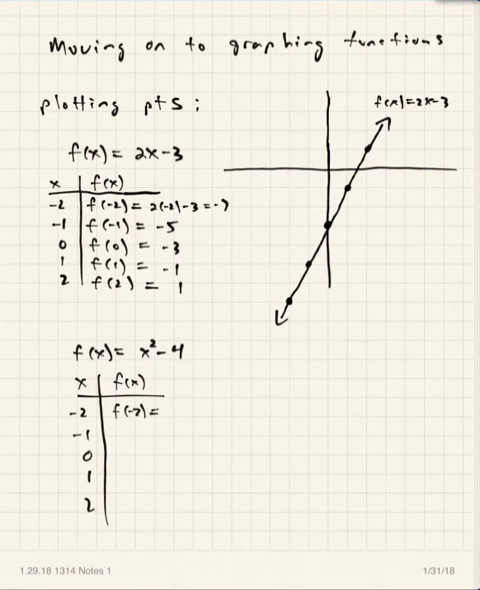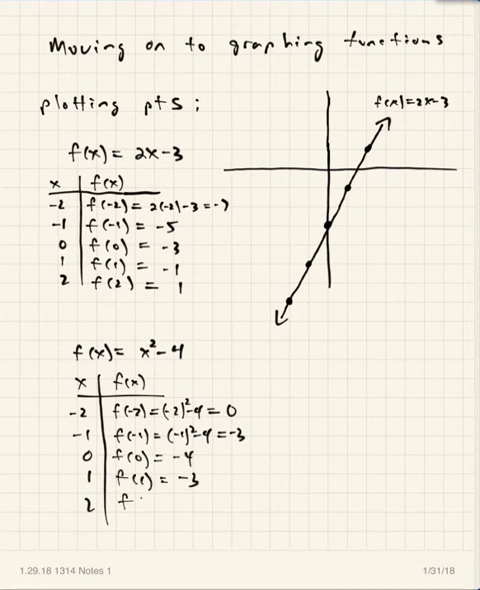points. But f of -2 would be -2 squared minus 4, which would be 4 minus 4, which would be 0. F of -1 would be -1 squared minus 4, or 1 minus 4, or -3. F of 0 would be -4. F of 1 would be -3, and f of 2 would be 0 again.